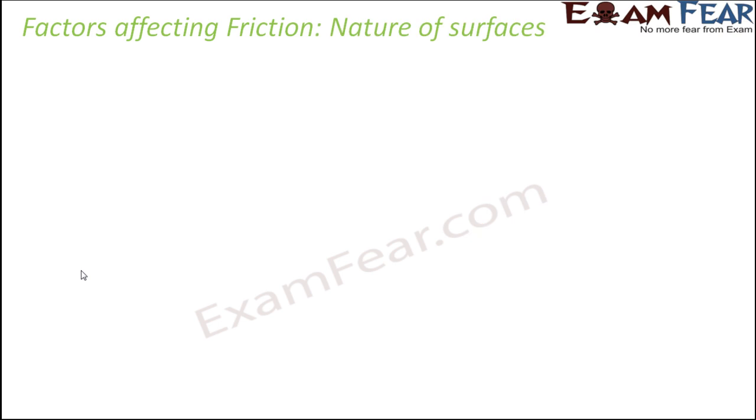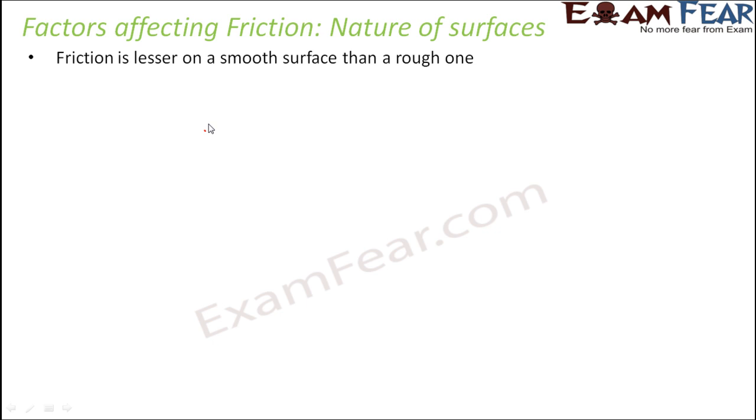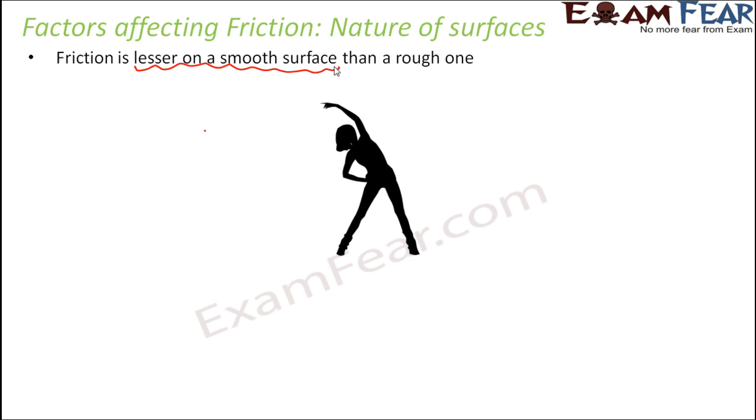So let us discuss the first factor in a little more detail, that how the smoothness or roughness of a surface affects friction. Now you will see that friction is lesser on a smooth surface than a rough one. So it is always less on a smooth surface. So if you don't believe me, let us look at some examples.